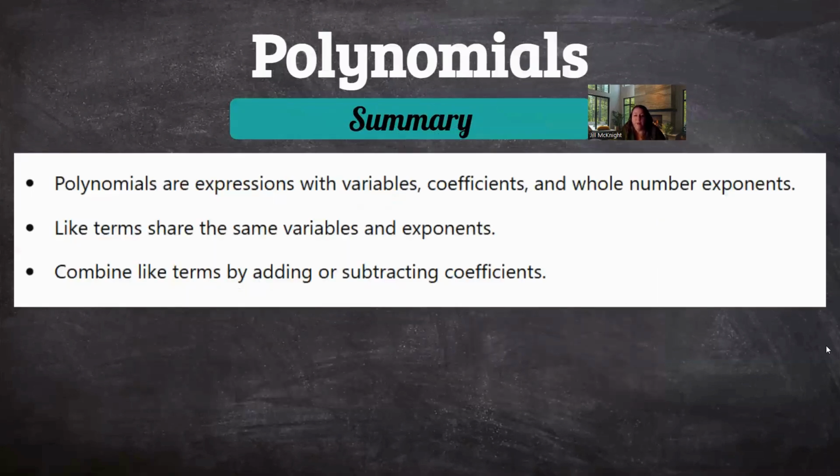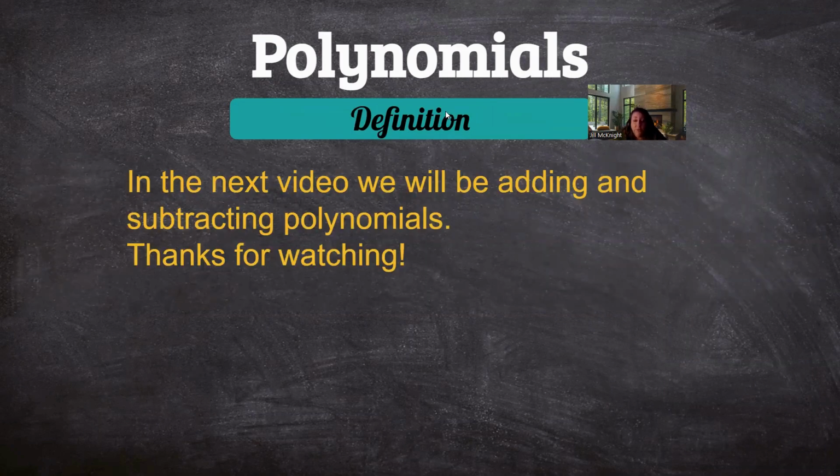So in summary, polynomials are expressions with variables, coefficients, and whole number exponents. Like terms share the same variables and exponents. You can combine like terms by adding or subtracting the coefficients. In the next video, we will be adding and subtracting polynomials.